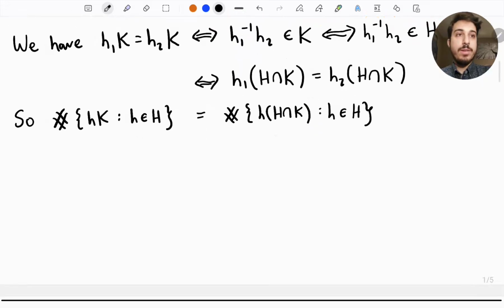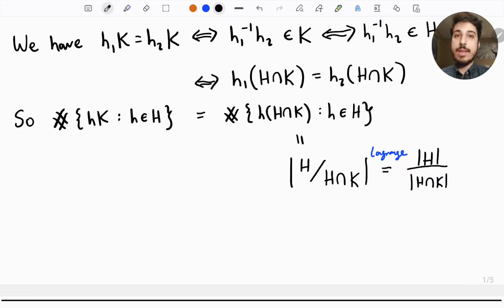But on the right-hand side of the equation, we find that this is the cardinality of the set of cosets of H intersecting K, which by Lagrange's theorem equals the quotient of the order of H and the order of H intersecting K. And on the left-hand side, we find that this is the cardinality of the set HK when we take the quotient by K. Because these are the elements of HK, and we're taking the cosets of K, so this is exactly what it would look like.